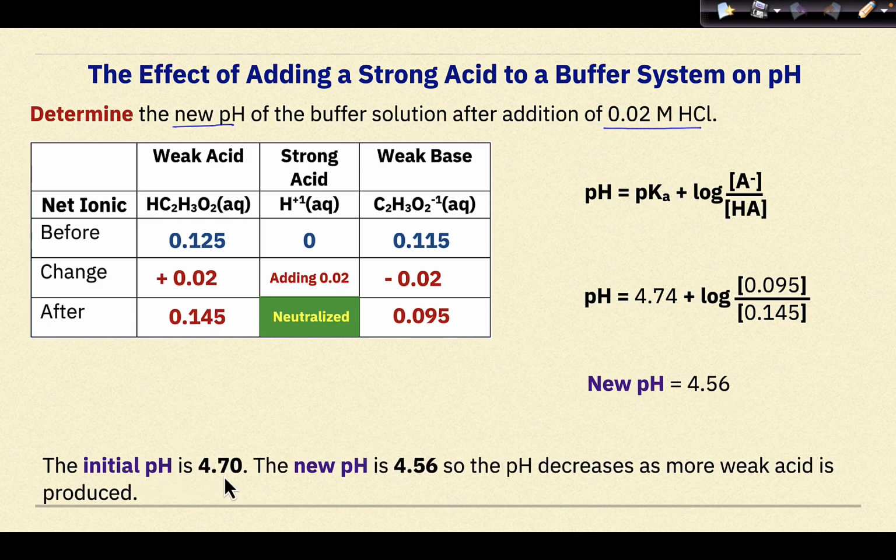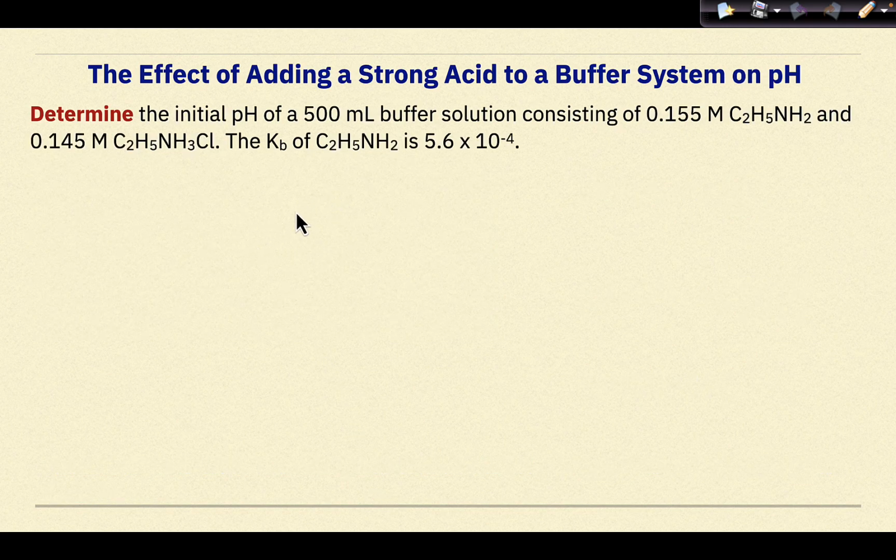The initial pH that we calculated in the previous example is 4.70. The new pH is 4.56. So the pH decreases as more weak acid is produced. Notice that the decrease is relatively small because a buffer was involved. Let's look at another example.